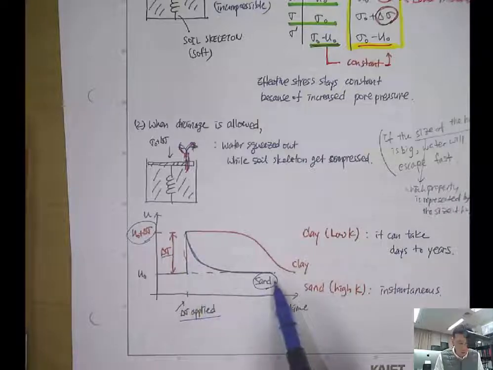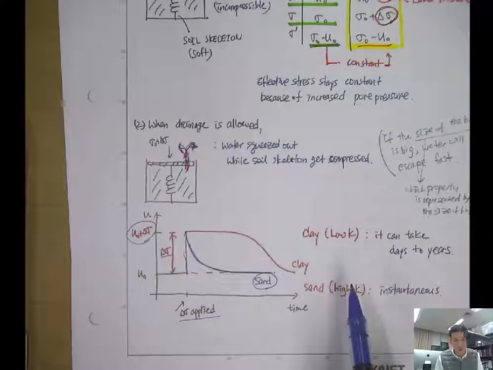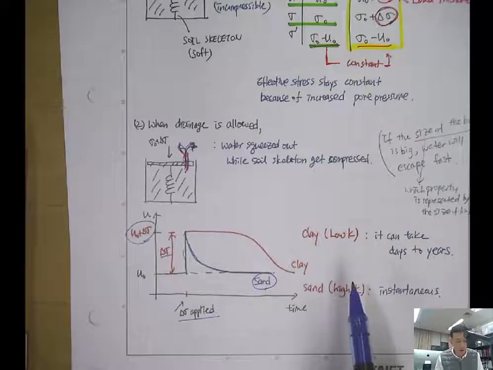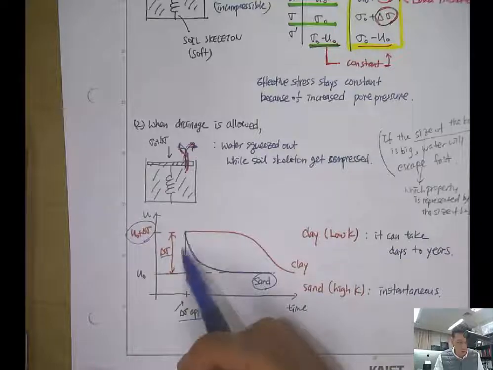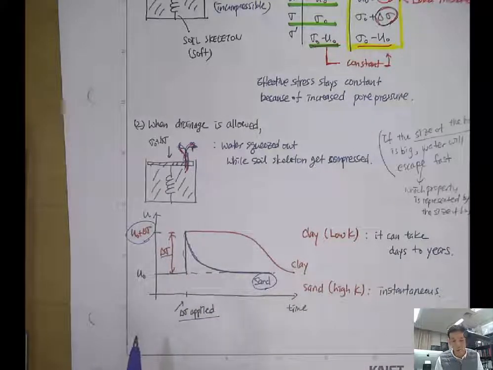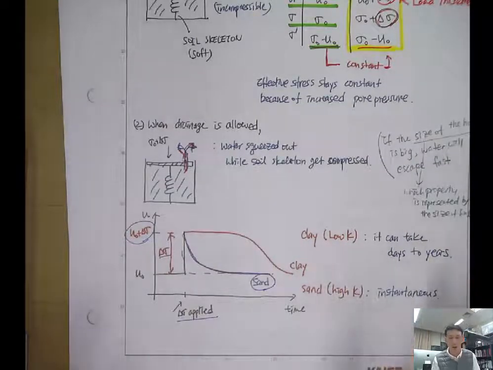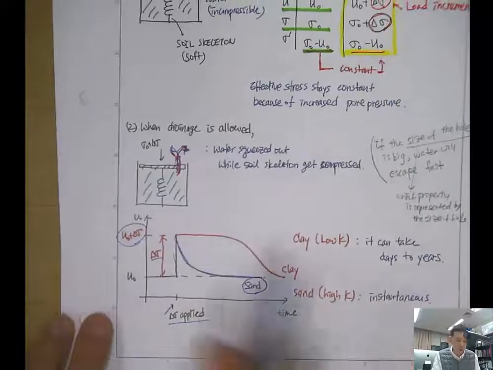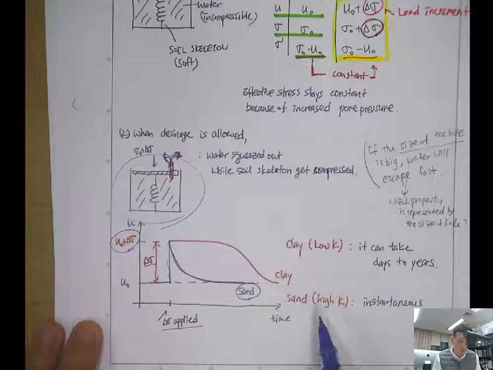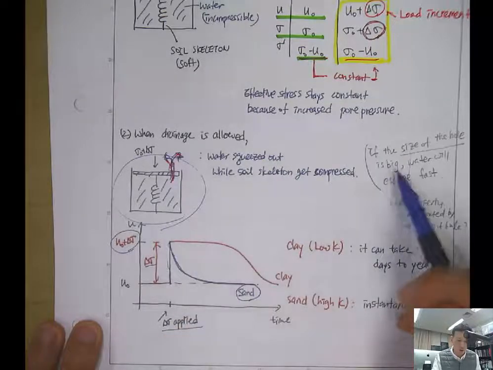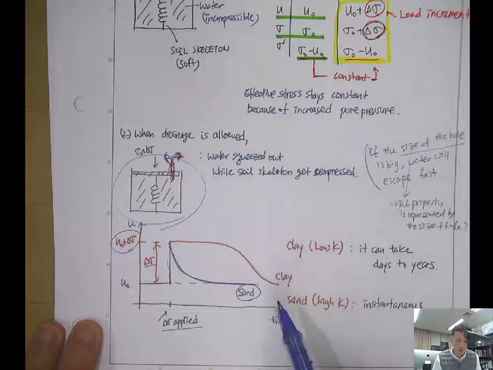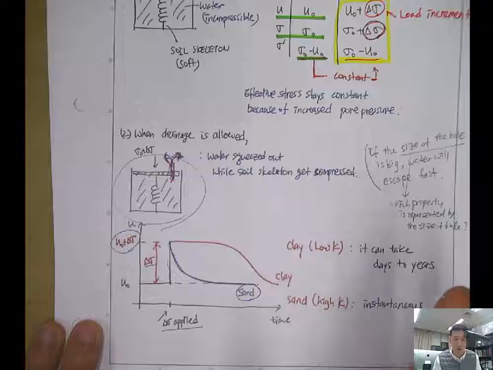And the rate of this reduction in pore water pressure will be different for different soil, and it will be a function of permeability. So for sand, it has a high permeability, so the water pressure reduction will be instantaneous. And for the clay, because it has a low permeability, it can take several days to several years. So in the spring analogy, the size of the hole that I'm punching represents the pore size and also the permeability.